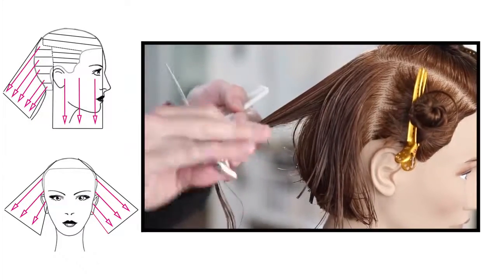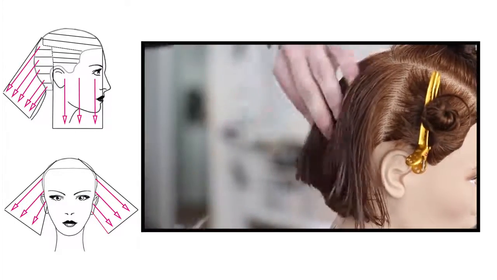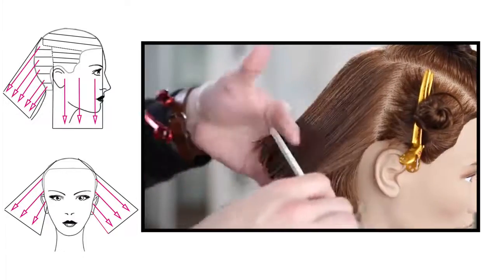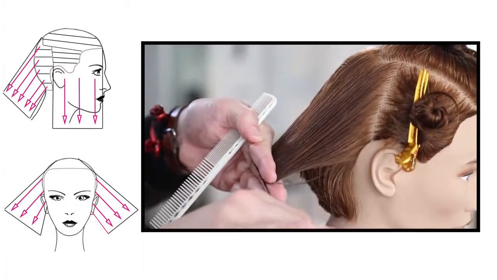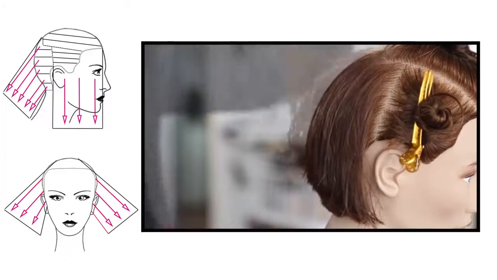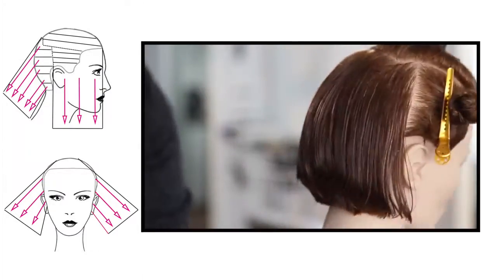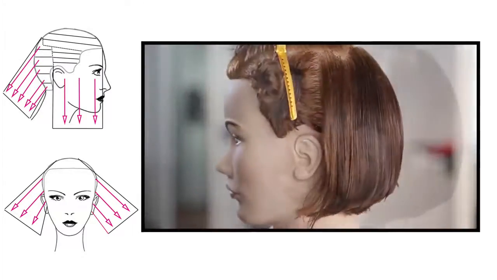What I'm going to do throughout this haircut is each section I'm elevating a little bit more. So as I elevate it a little bit more, it's making the line and the graduation lighter throughout the cut.